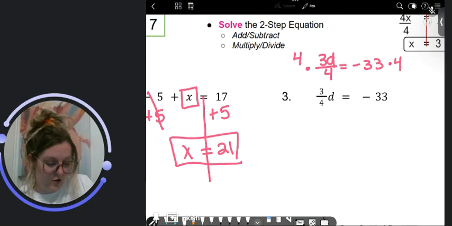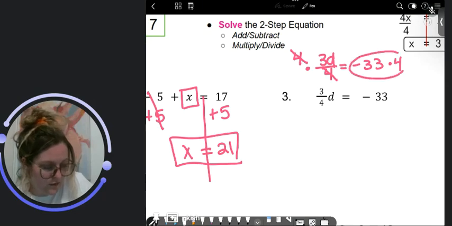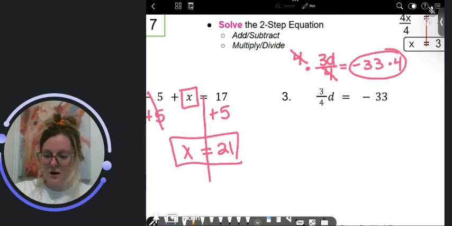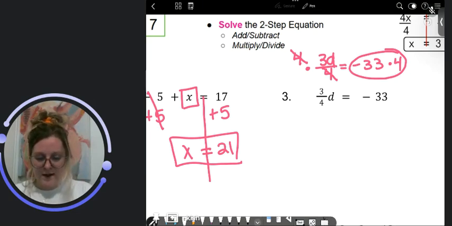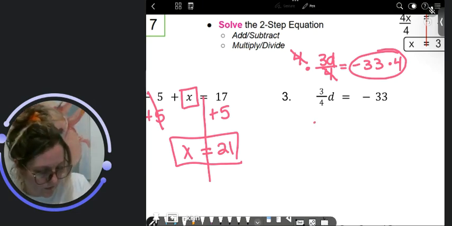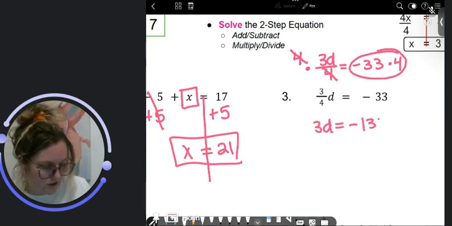On the left, they are going to cancel. And on the right, I'm going to multiply that out. So negative 33 multiplied by 4. I'm going to get my calculator. Make sure you put a multiply. And I'm going to get negative 132. 3d is equal to negative 132.